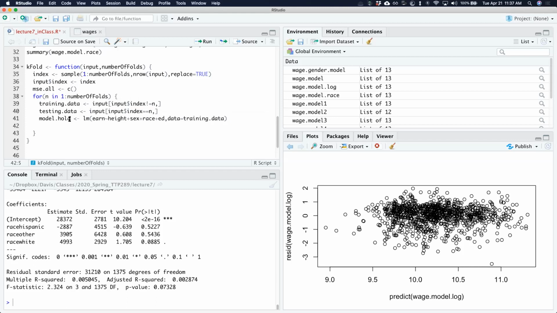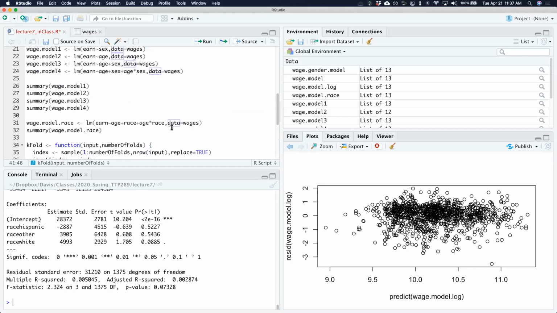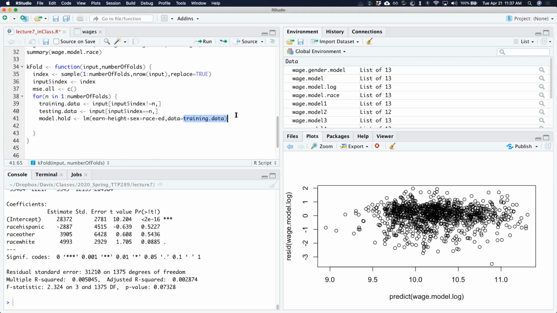Okay, so let's look again at what this does. So our linear model, regressing earnings on height, sex, race, education. And before we had been putting the full data set. So normally you would put something like data equals input or data equals wages here. But instead we are only calibrating our coefficients to our training data, and we're leaving out the testing data. And then we want to generate our predictions. So these are our y-hats.